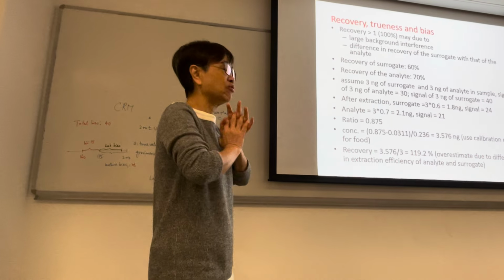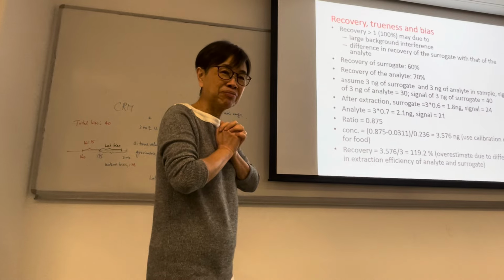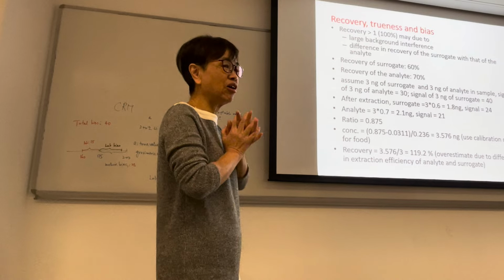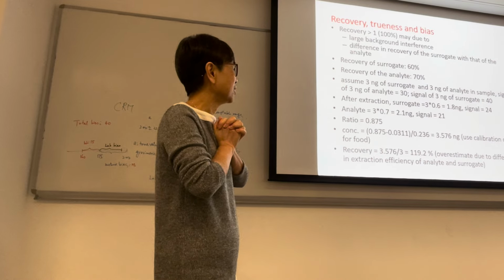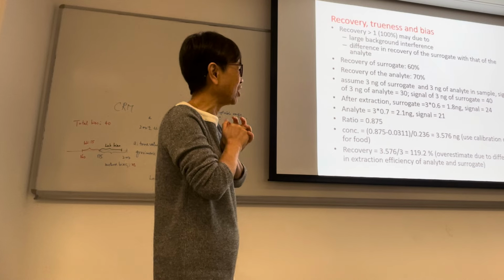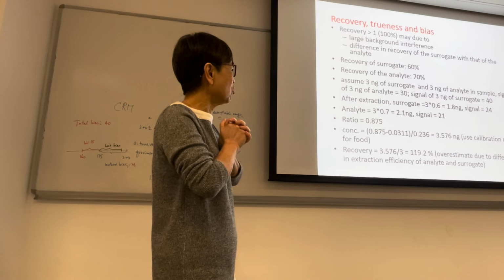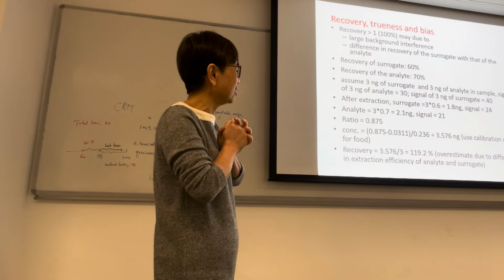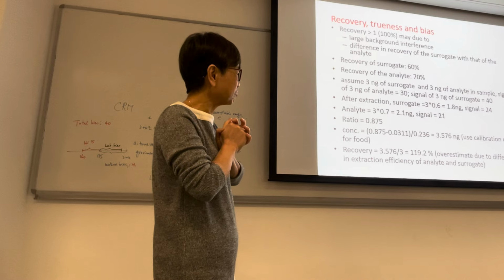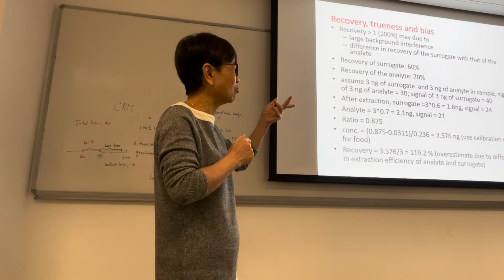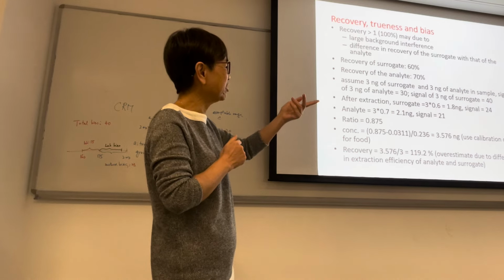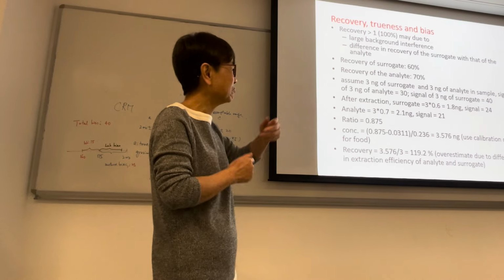If the recovery of the surrogate is only 60%, that means the performance is not exactly the same, and the recovery of the analyte is 70%. Assume we have 3 nanogram of surrogate and 3 nanogram of analyte in the sample. The signal of 3 nanogram of analyte is 30. The signal of 3 nanogram of surrogate is 40. After extraction, we just get back 1.8 nanogram of the surrogate. Then the signal will be 24, just WASO, okay?